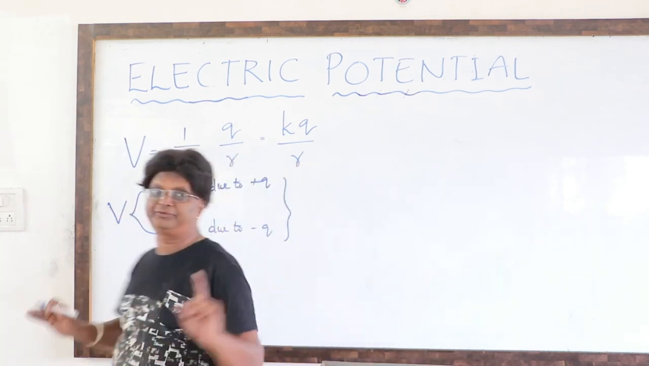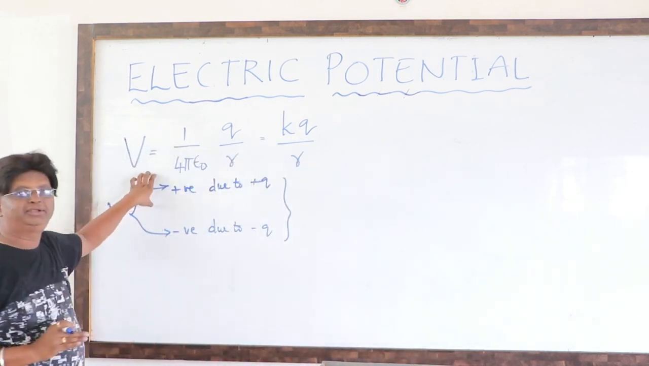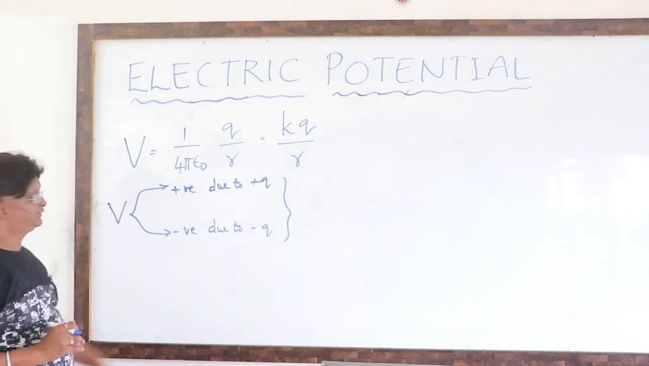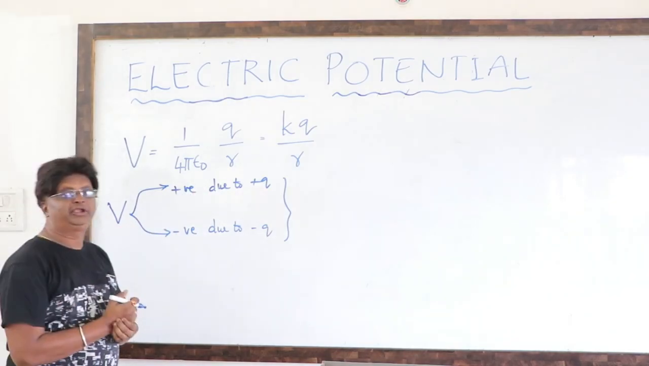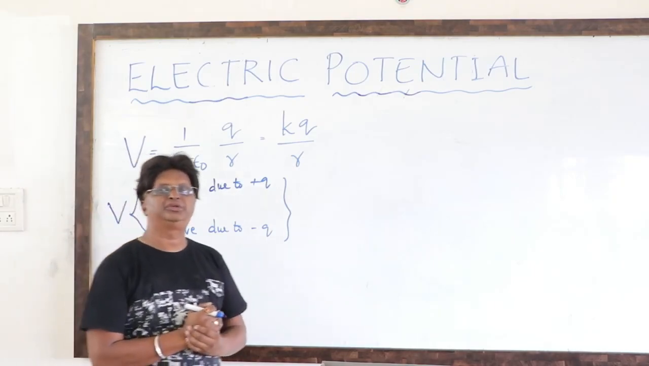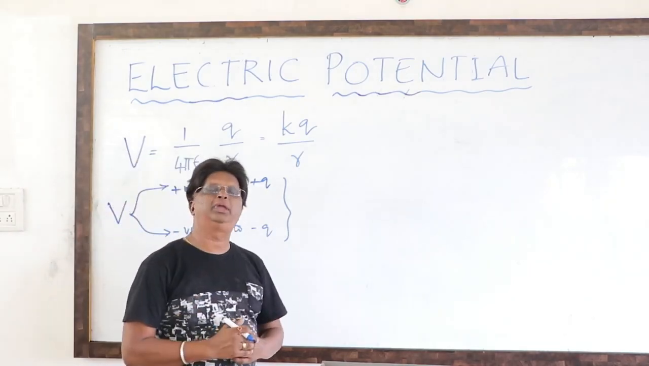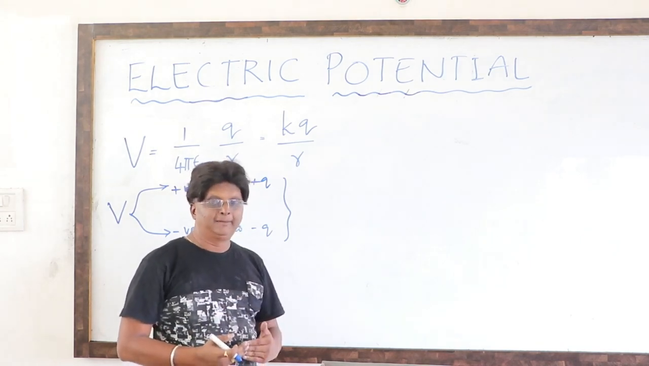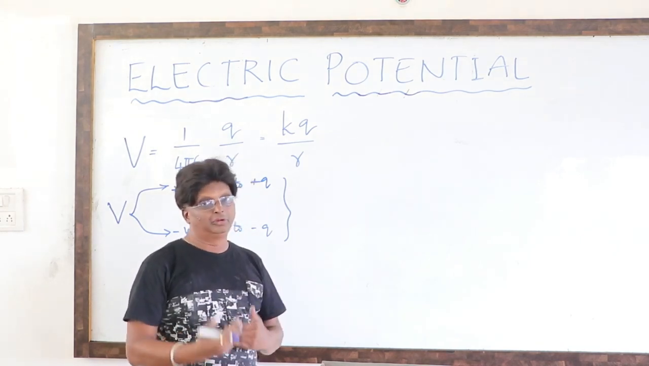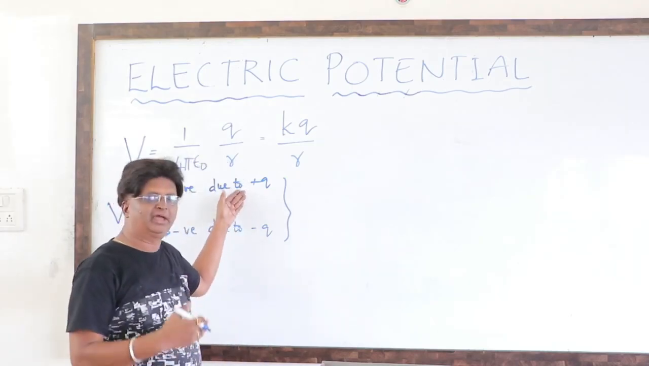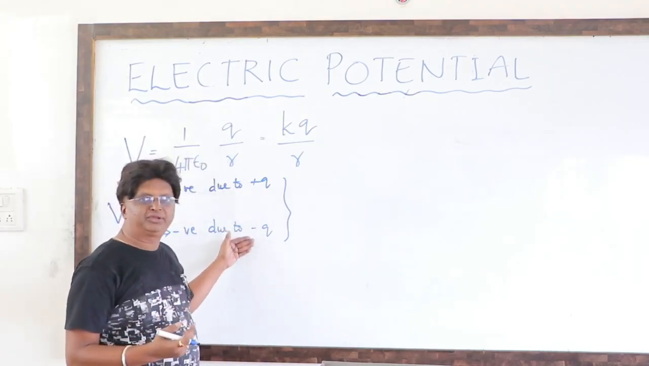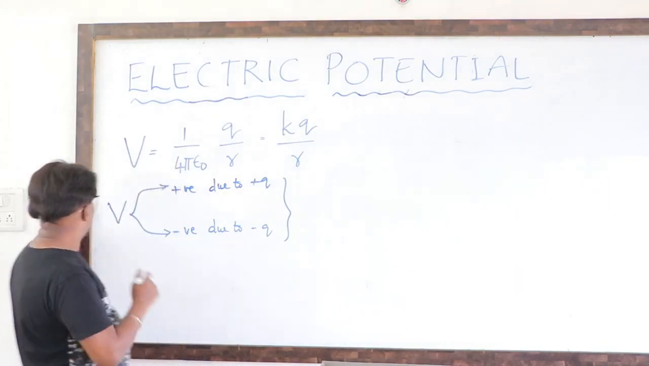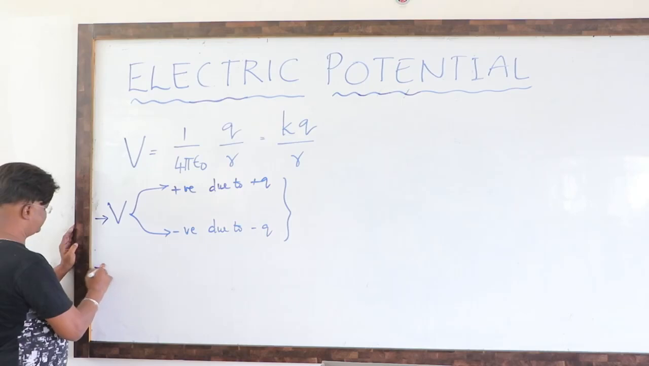Next one. This is for the potential due to a single point charge, right? Positive and negative potentials. What is meant by positive potential and negative potential, later we will use as higher potential and lower potential. Positive potential means higher potential. Negative potential means lower potential. That's the point. And one more important point I will just mention.